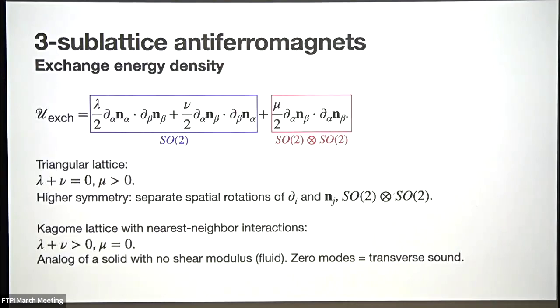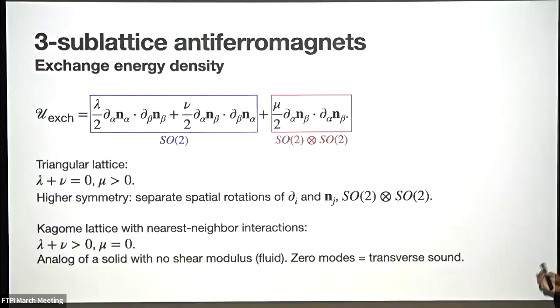This you can see if you observe that some terms in the exchange energy, the mu term, have a higher symmetry, because here the indices of the gradient are paired and the indices of the spin frame are also paired. So you can rotate separately the gradient components or the sublattice indices. So this term has a higher symmetry, SO2 cross SO2. And that's what happens in the triangular lattice. In fact, only this term exists. And it's because of an additional symmetry that exists in the triangular lattice.